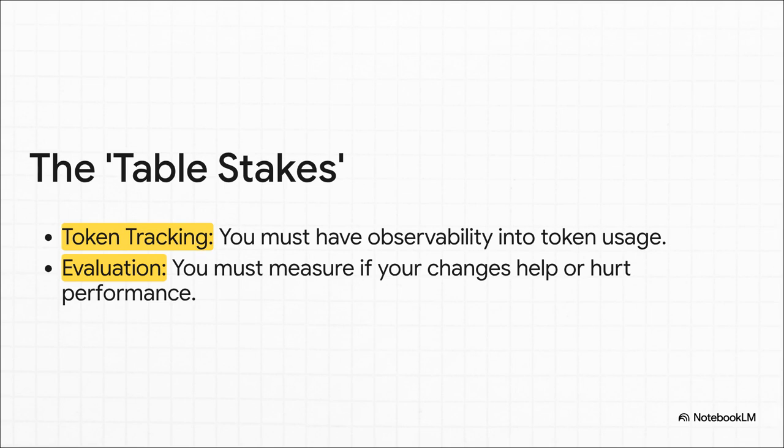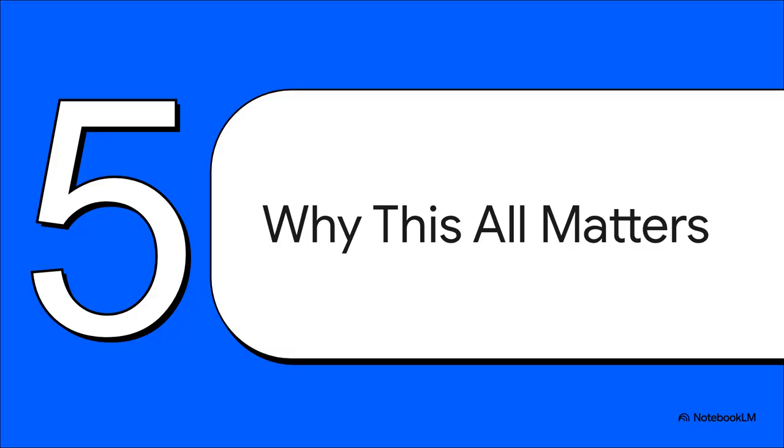First, you must have observability. You need to be able to see and track your token usage at every single step, because you can't manage what you can't measure. And second, you need a rock-solid evaluation system. You have to be able to tell if all your fancy context engineering is actually helping, or if it's accidentally making things worse. Okay, let's zoom out and bring this all home.